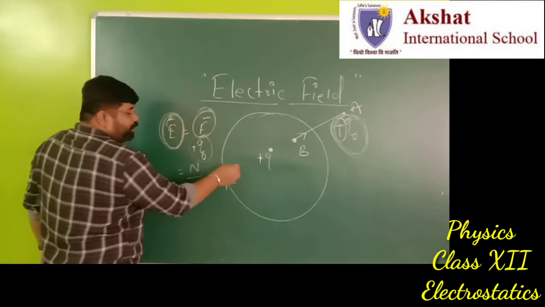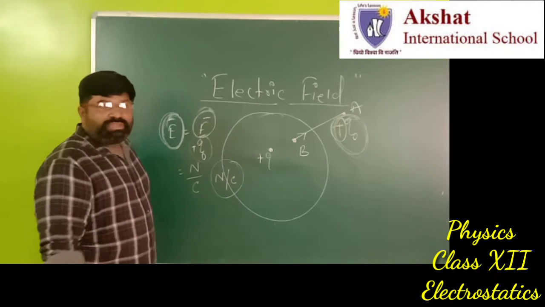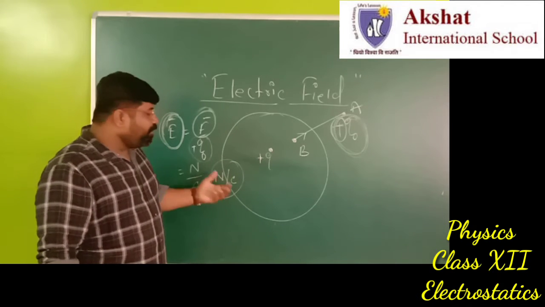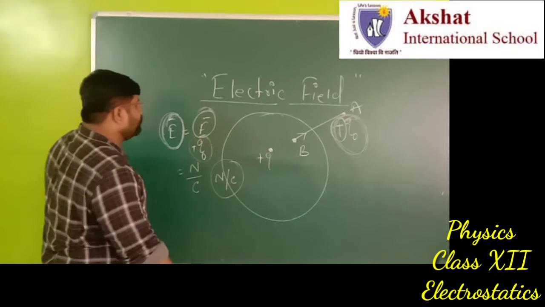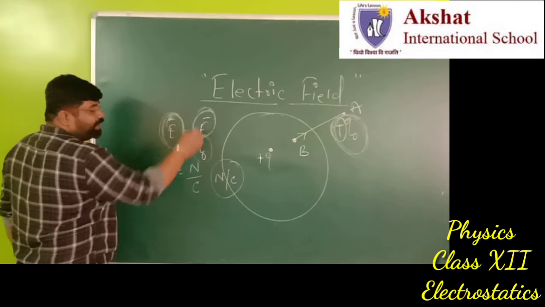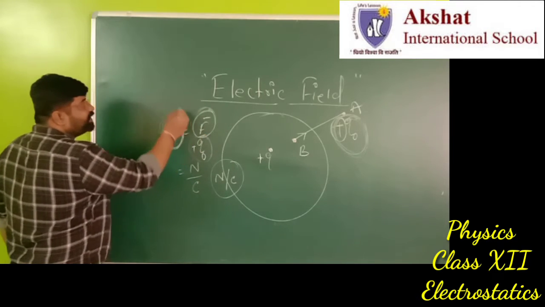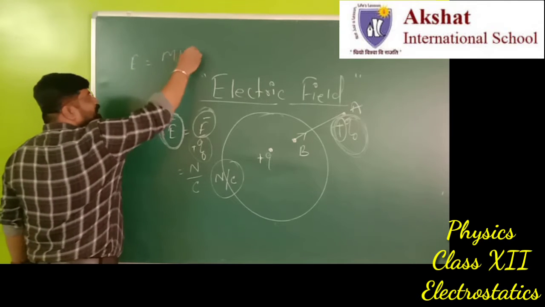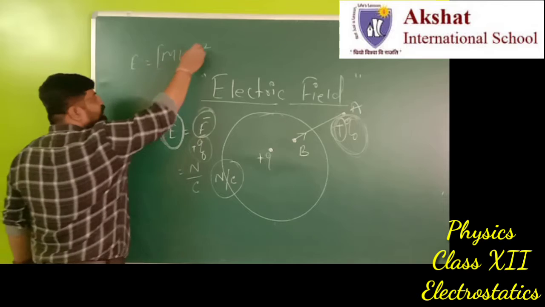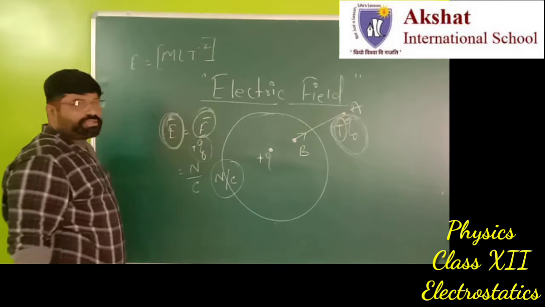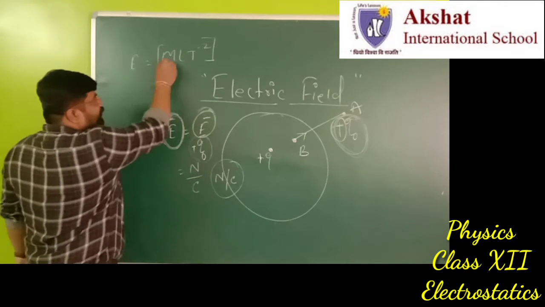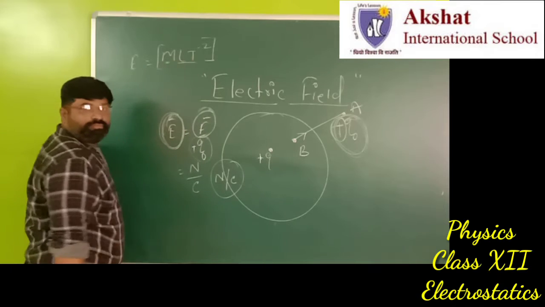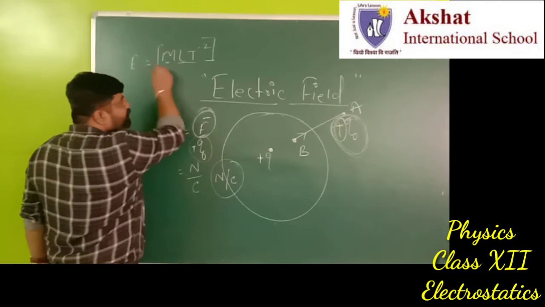Fine. Now let's discuss the dimensional formula of electric field strength. Force, that is Newton, has the dimensional formula M L T to the power minus 2. That is mass into acceleration. You know that, we have studied it in class 11.